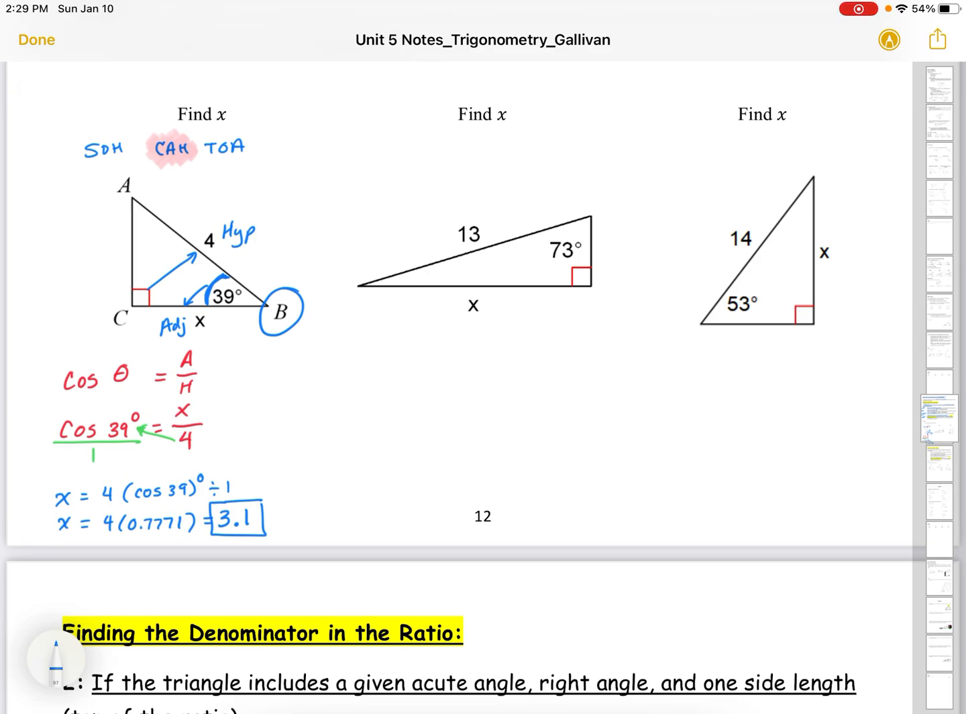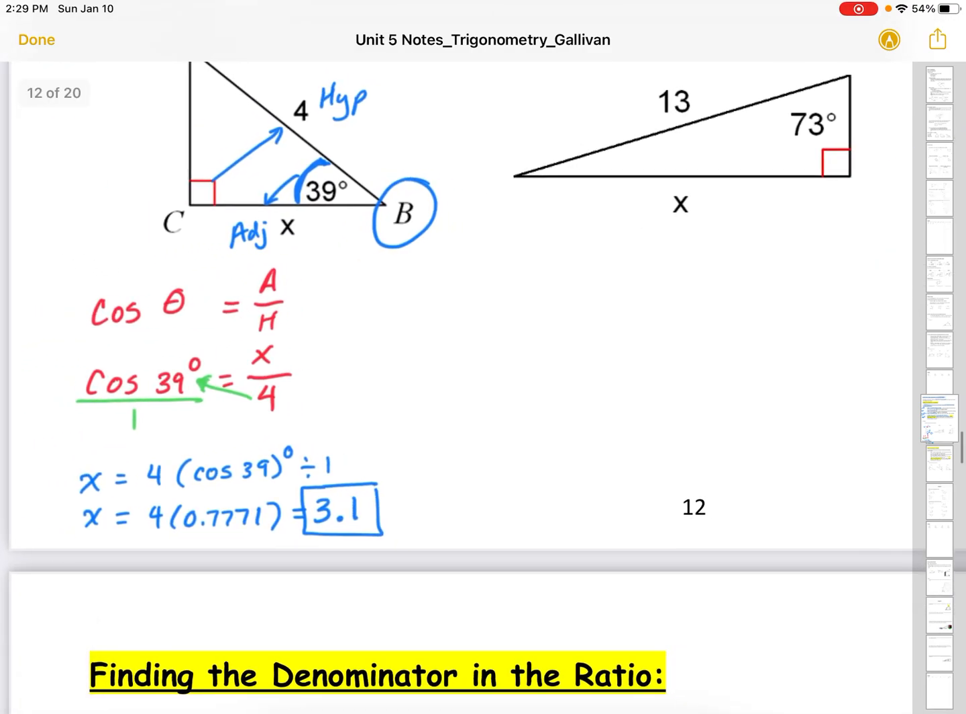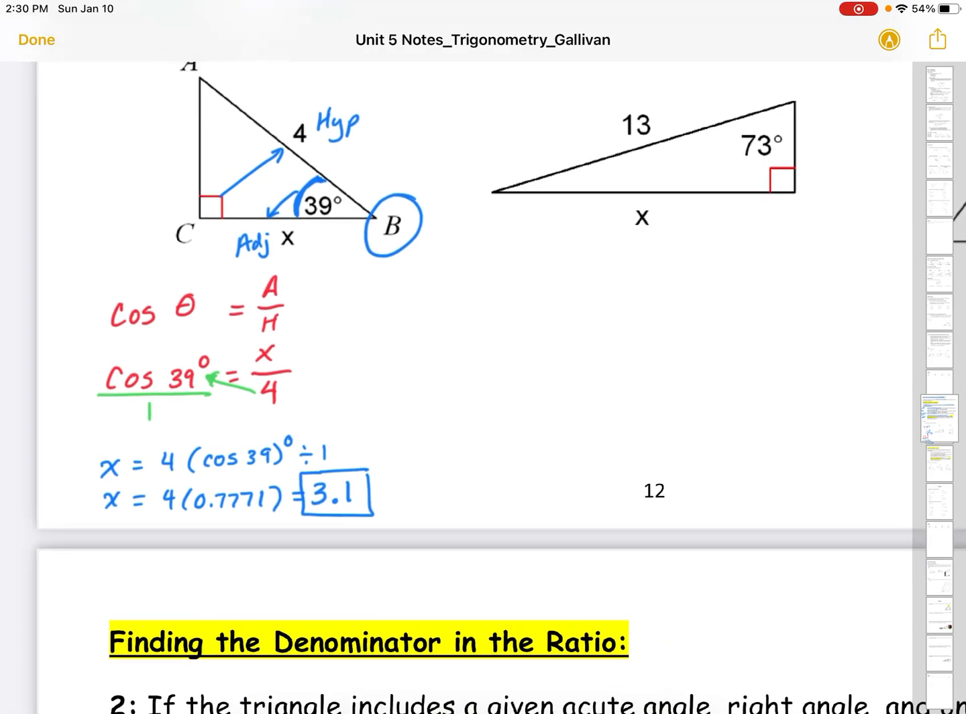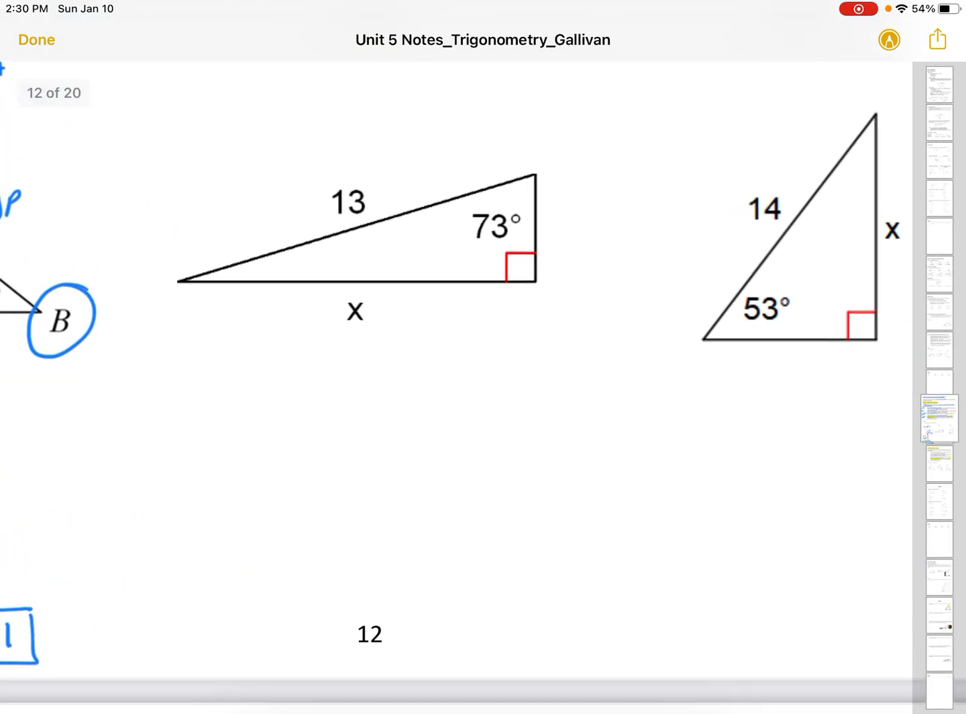Now if you'll notice, every time we're cross multiplying in these situations, it's over 1, so it's divided by 1, so we can just eliminate that. We can just multiply the denominator times our trig function. And if you put in your cos 39 and didn't get 0.7771, then you might be in radians and not degrees on your calculator. Okay, let's do the next one.